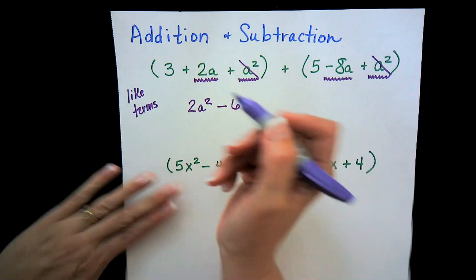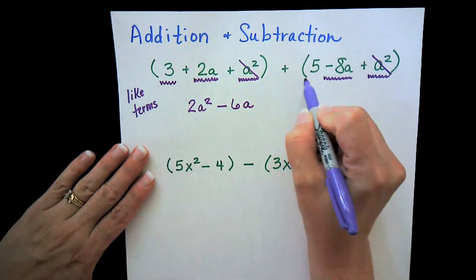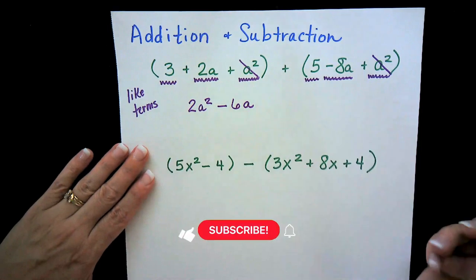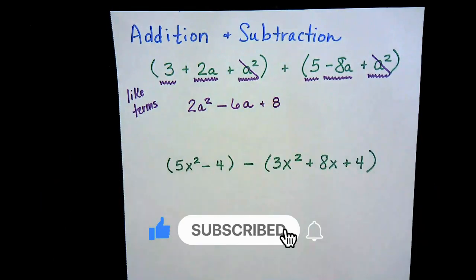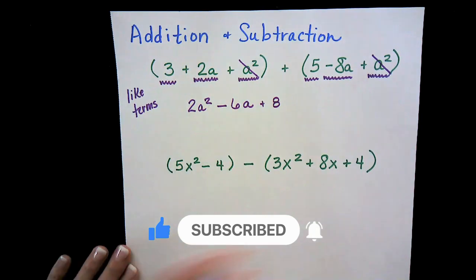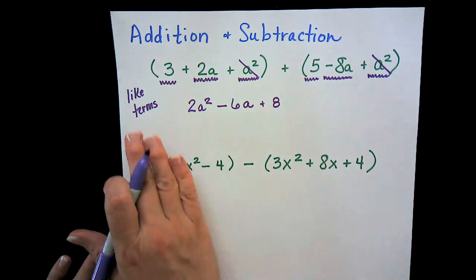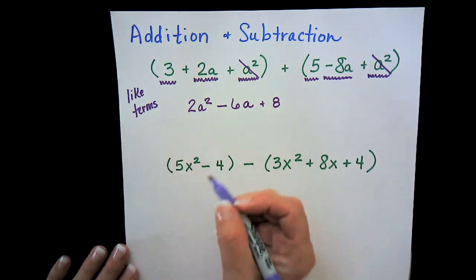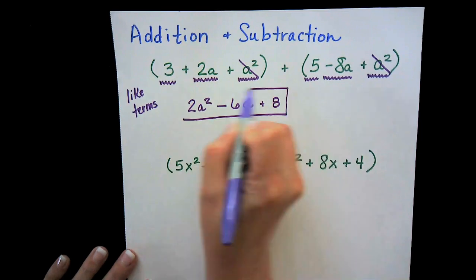All right. Next, let's add the numbers that don't have any variables with them. So we're going to add the 3 and the 5, and that gives me 8. And so this would be my final answer here because I have combined everything that had the same variable and the same exponent. So this is my final answer here.